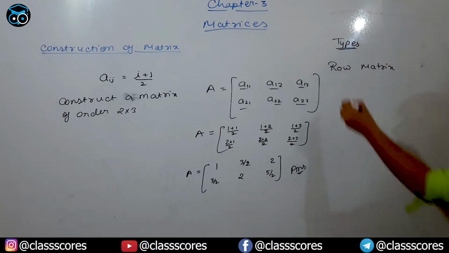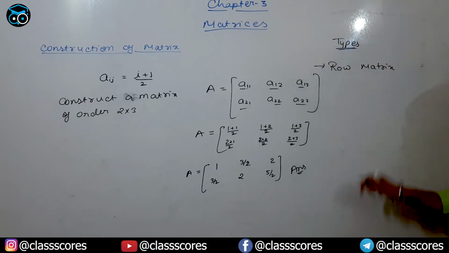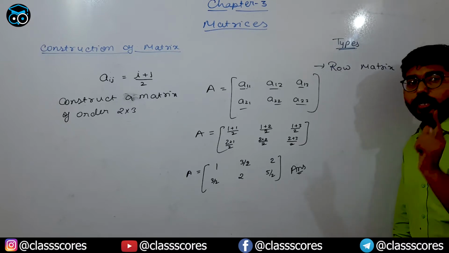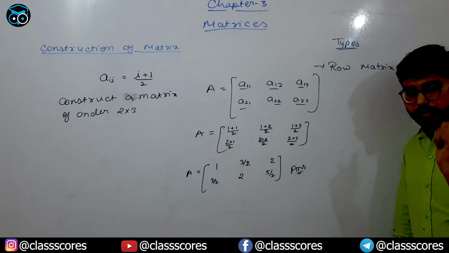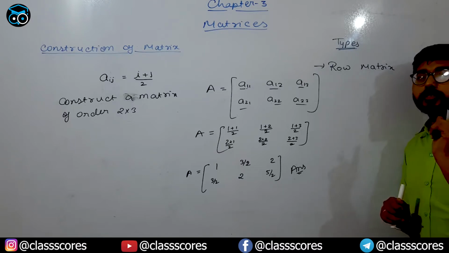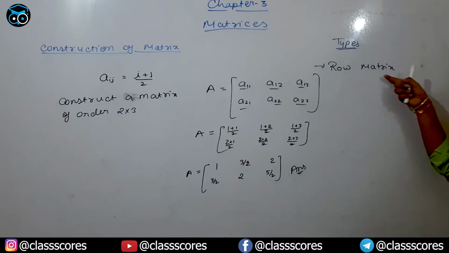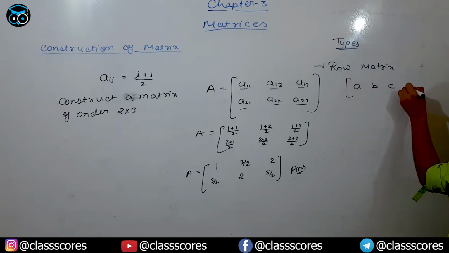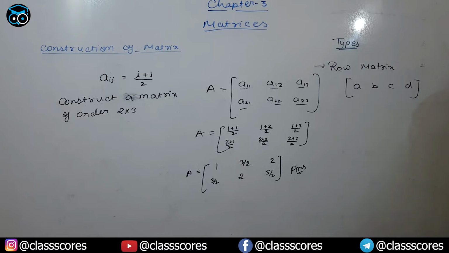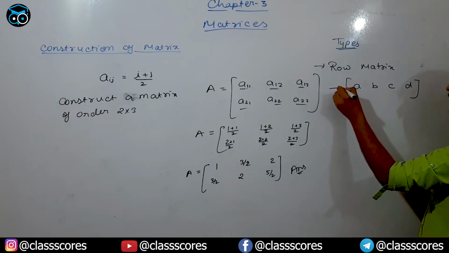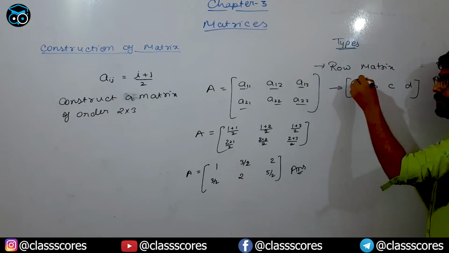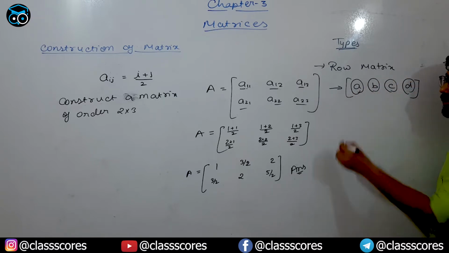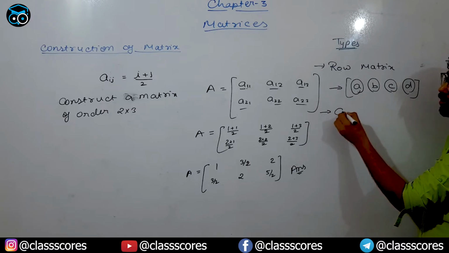Our first type is row matrix. It is clear by its name, the matrix which contains only one row. The matrix which contains only one row are known as row matrix. Suppose if we write A, B, C, D and so on, so this is the row matrix. This matrix contains only one row and number of columns are more than one. Clear?